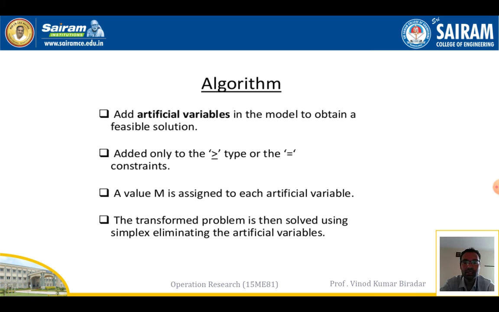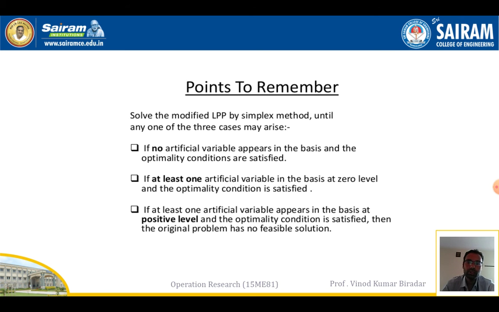where the sign is greater than or equal, or equal sign. The value of M is assigned to each artificial variable, like a coefficient of the artificial variable. Next, to solve with the artificial variable, there are 3 points you should keep in mind. Solve the modified LPP by using the simplex method until any one of three cases may arise.